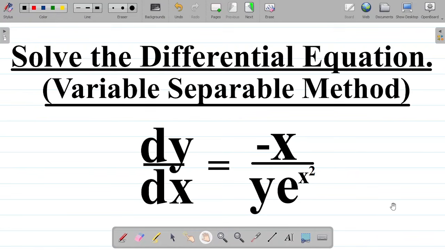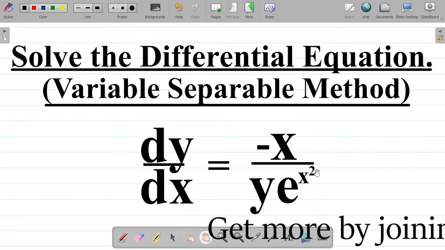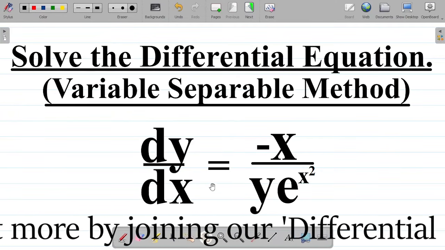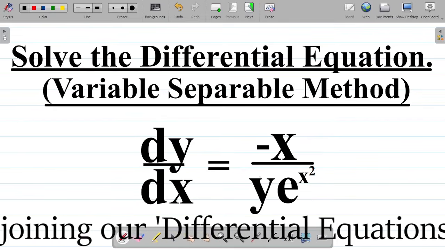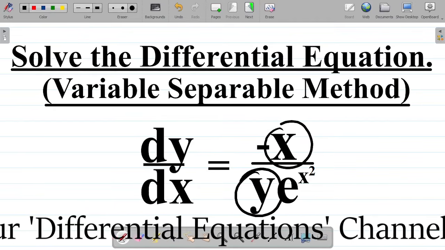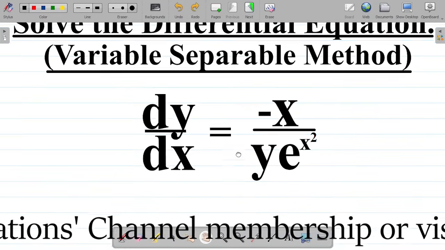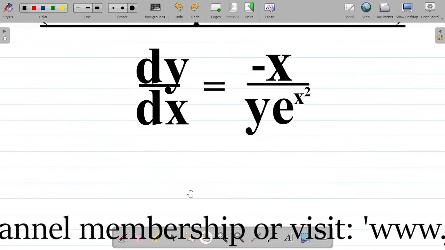In this video, we'll be looking at yet another solution to a first order differential equation using the variable separable method. The question says that dy/dx is equal to minus x all over y exponential x squared. You're asked to solve this question. Of course, this particular question involves y as well as x. So what does that mean? It means that we'll have to use the variable separable method and not direct integration.